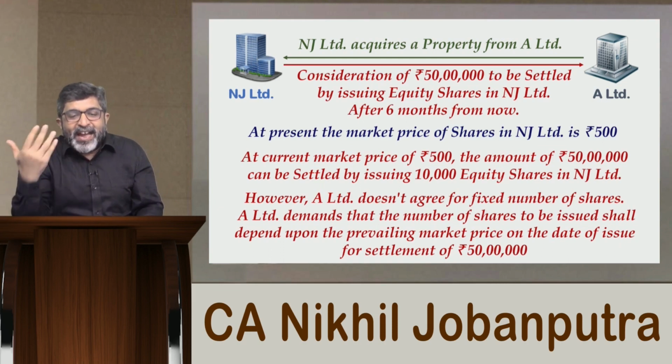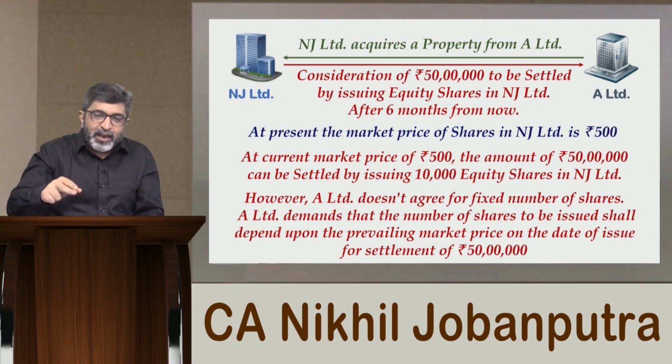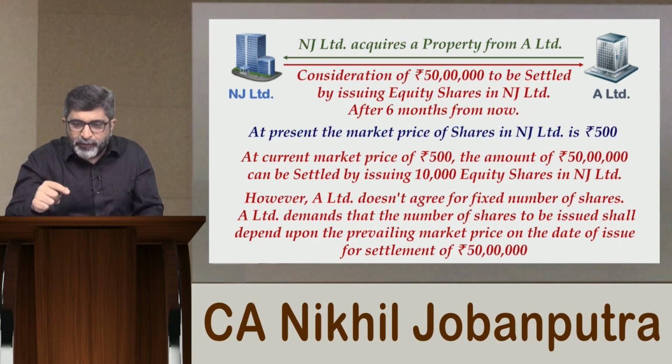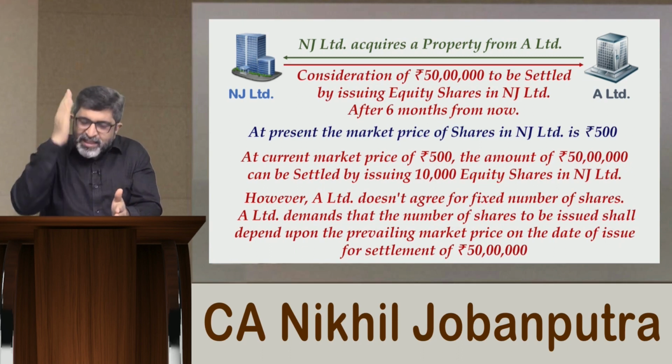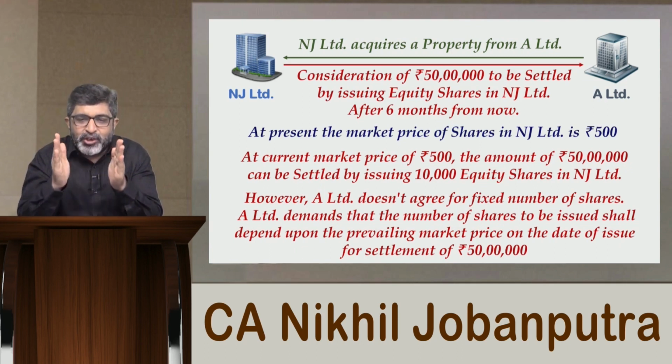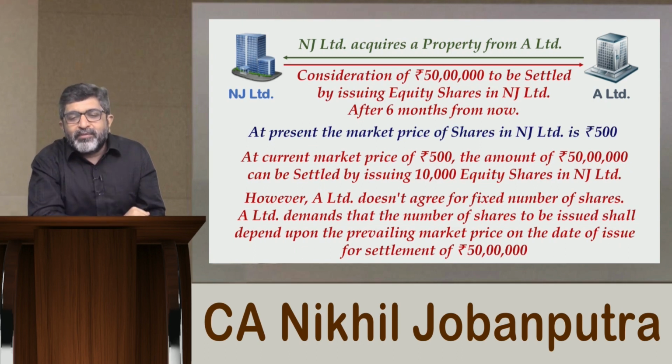If it does not accept a fixed number of shares and wants the settlement based on the market price on the date of issue, it will make the number of shares to be issued a variable number of shares. That time it will become a financial liability for NJ Limited.